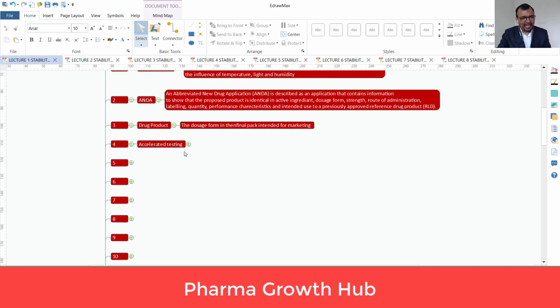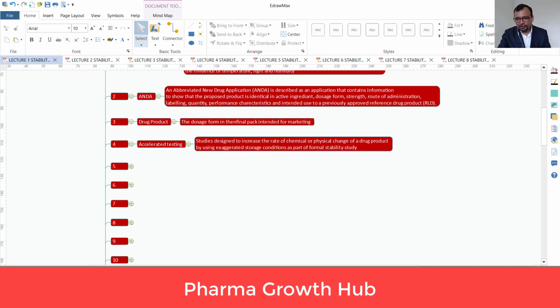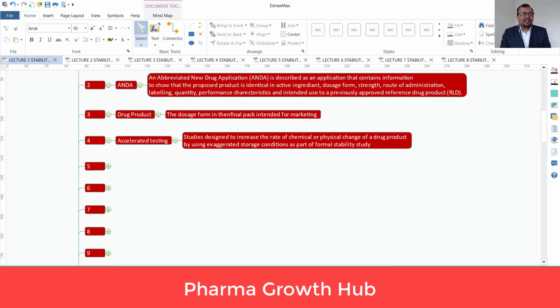The 4th term is accelerated testing, right? And what is the definition of accelerated testing? The studies designed to increase the rate of chemical or physical change of a drug product by using exaggerated storage conditions as part of formal stability study, right? So what is called an accelerated testing? The exaggerated storage condition. So if you conduct a study at 40 degrees Celsius and 75% RH, then you can say that I am actually conducting an accelerated testing for my drug substance or drug product.